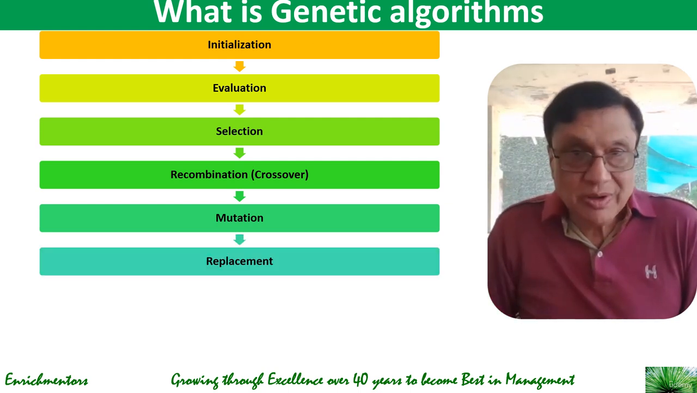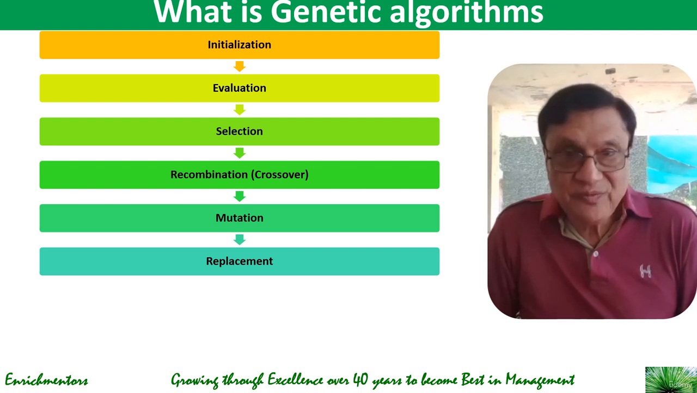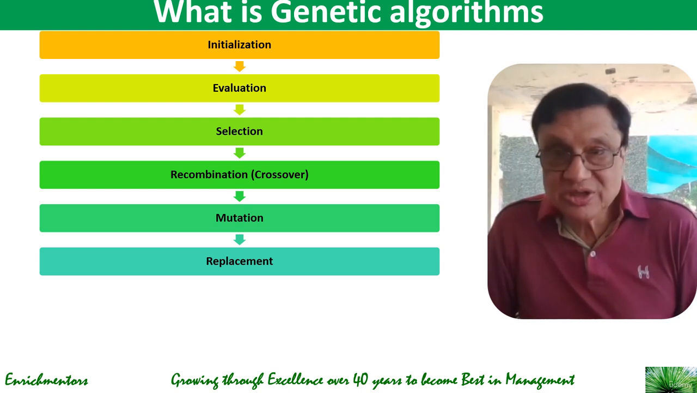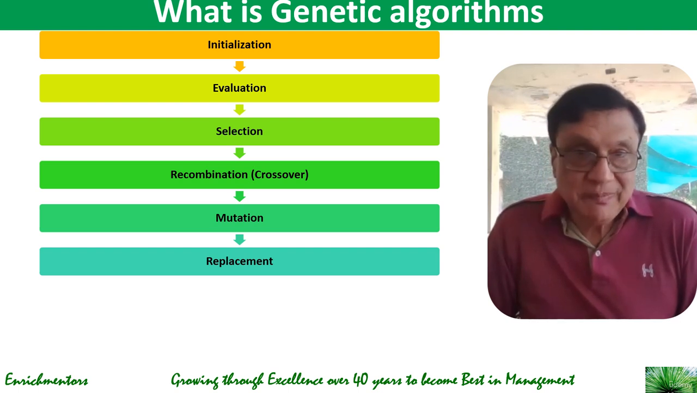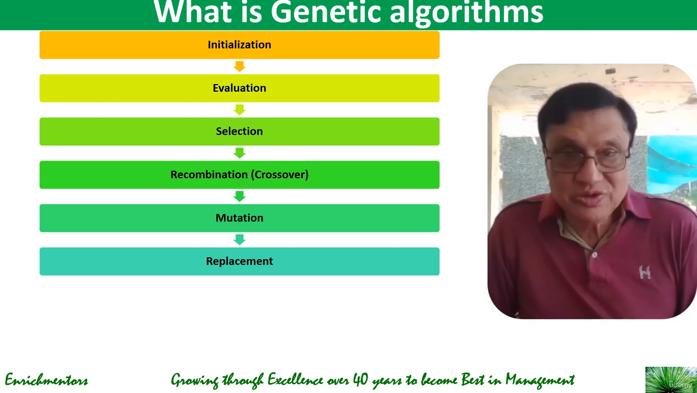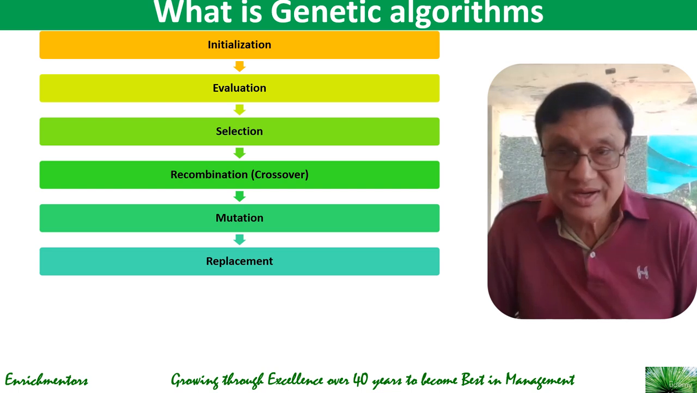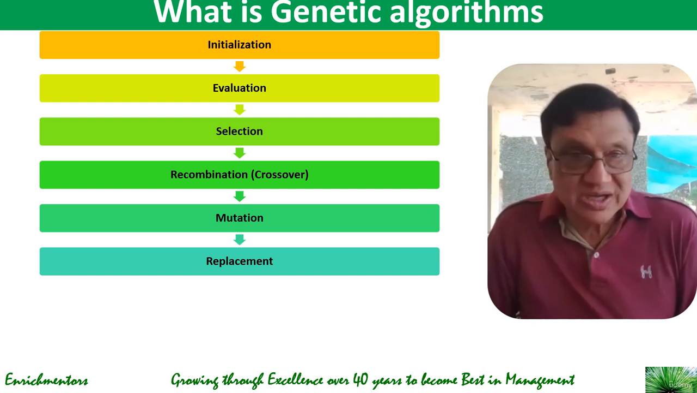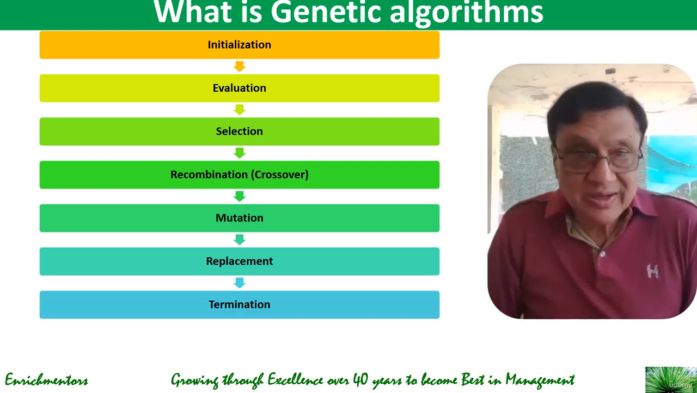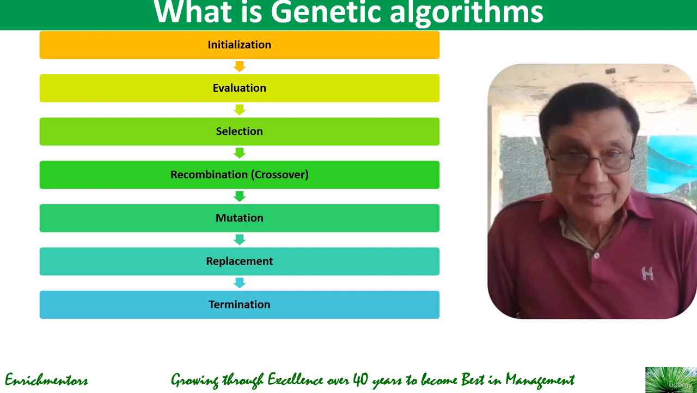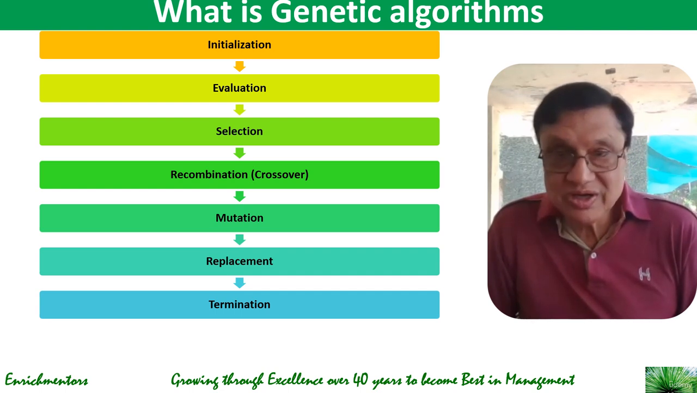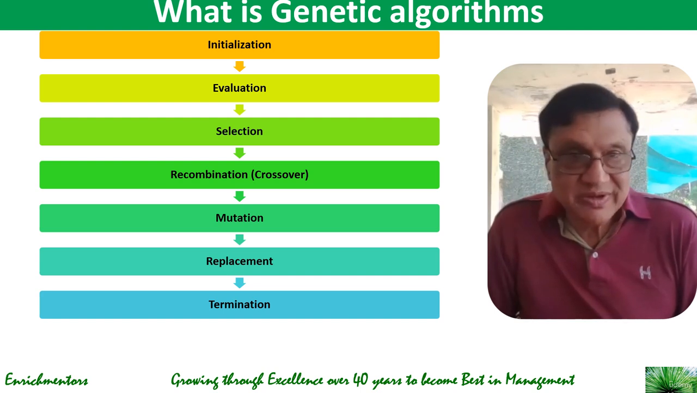Then you create the next generation population by replacing the least fit individuals from the current population with the offspring generated through crossover and mutation. Depending on the replacement strategy, individuals may be replaced randomly, based on fitness, or through elitist selection to preserve the best individual. Then you repeat the selection, recombination, mutation and replacement steps for a specified number of generations or until a termination criteria is met.